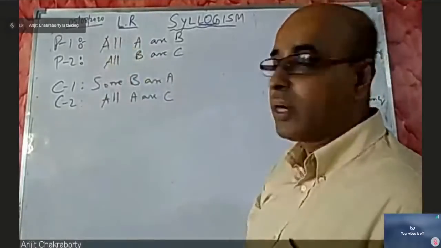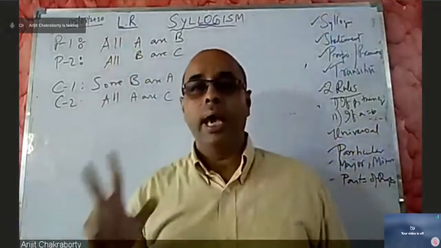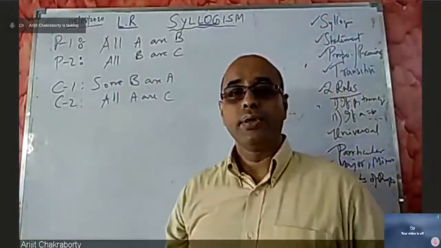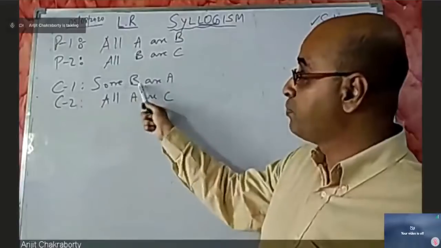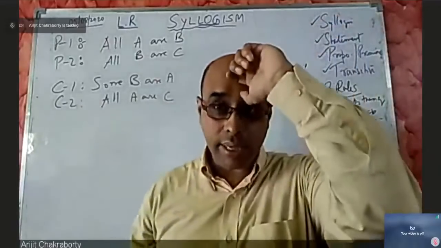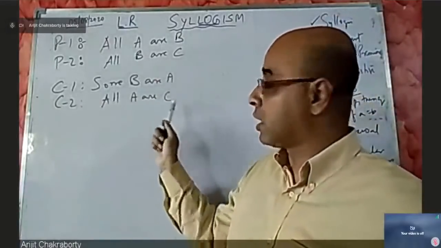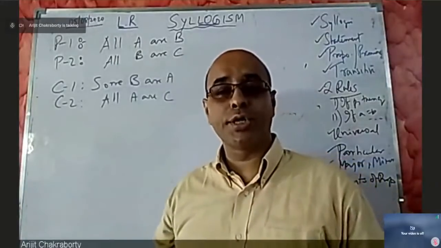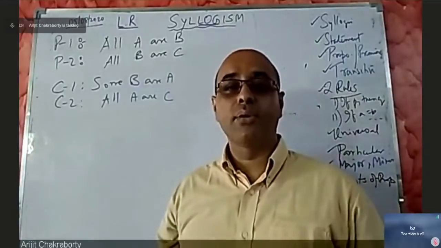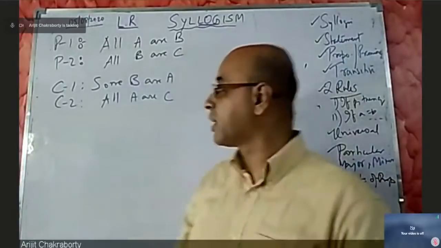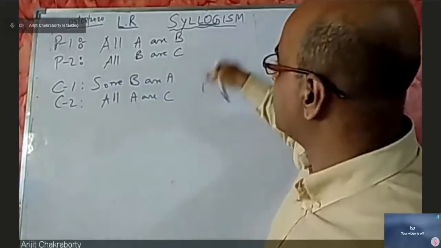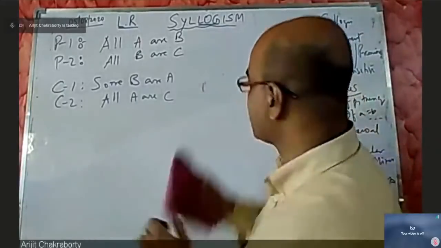The first statement is all A are B. And the second statement is all B are C. The first conclusion is some B are A. And the second conclusion is all A are C. Like an exam question, many of you have seen. The question is, four options are given. Okay, I'll write here. You have to take the right option.